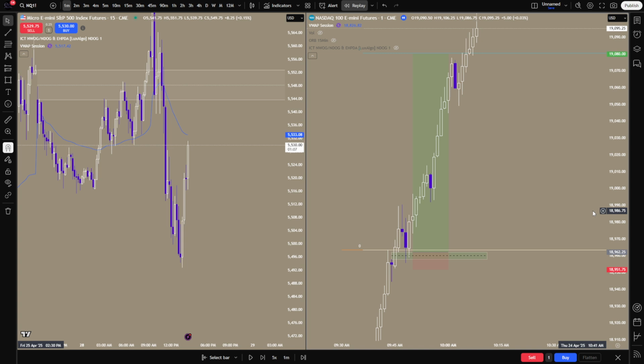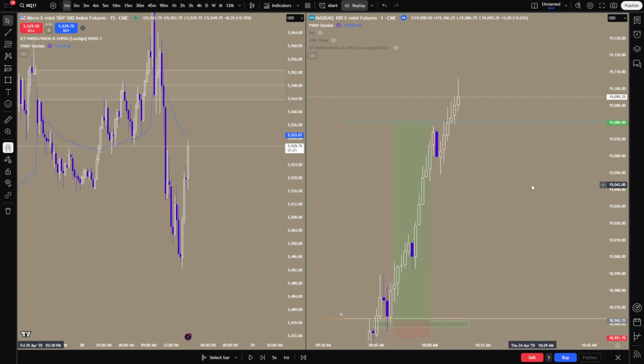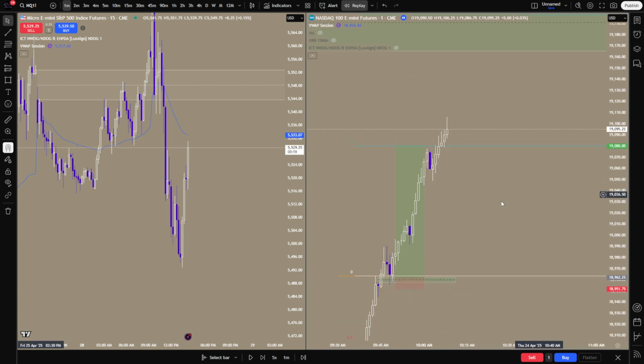We're using actual structure in the market and real concepts to identify these levels to take these trades off of, right? So that is one example right there where price would have run to TP pretty quick. Now, you could have held, right?